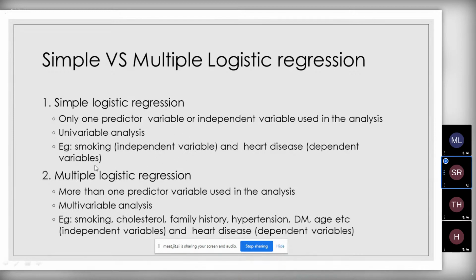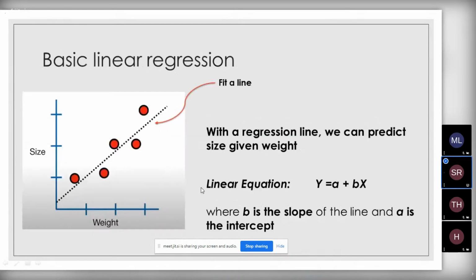Multiple logistic regression is a multivariable analysis. We run more than one predictor at the same time for the outcome. For example, we run together smoking, low cholesterol, family history, hypertension, diabetic, and age. Age can be a continuous variable, and we run them together with heart disease. So this is called multiple logistic regression or multivariable analysis.